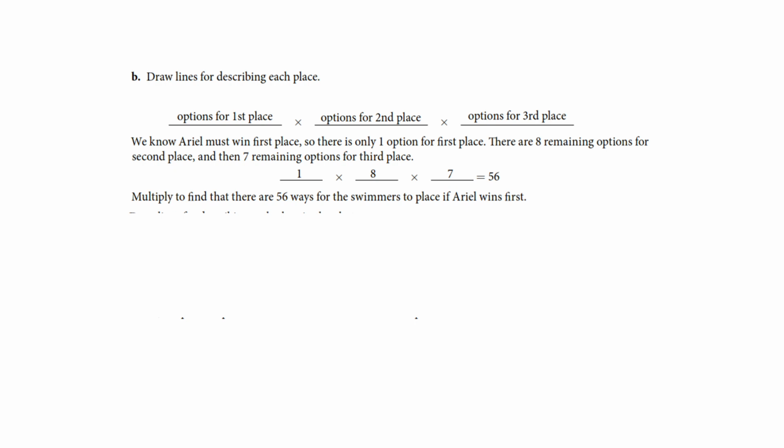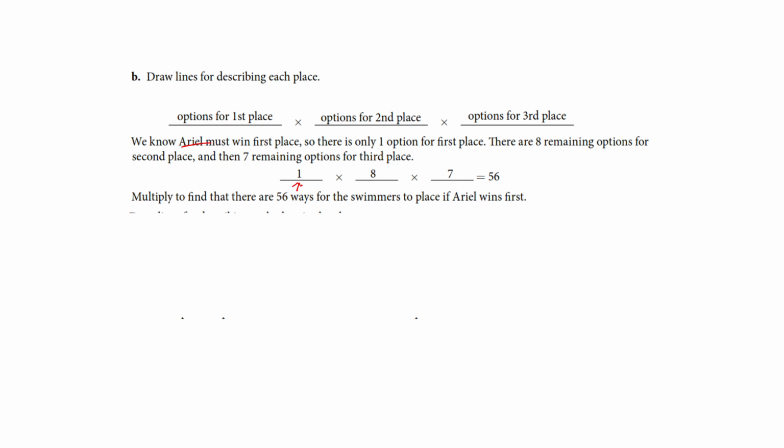I don't think I would introduce it quite like this, but here's the idea. What they're saying is Ariel's going to get first place. Now, what are the other possibilities? This girl's so good, she's guaranteed to win. Well, if we're looking at first place, there's only one person who's going to get that. It's going to be Ariel. Now, let's go to second place. Well, there's only 8 swimmers left.